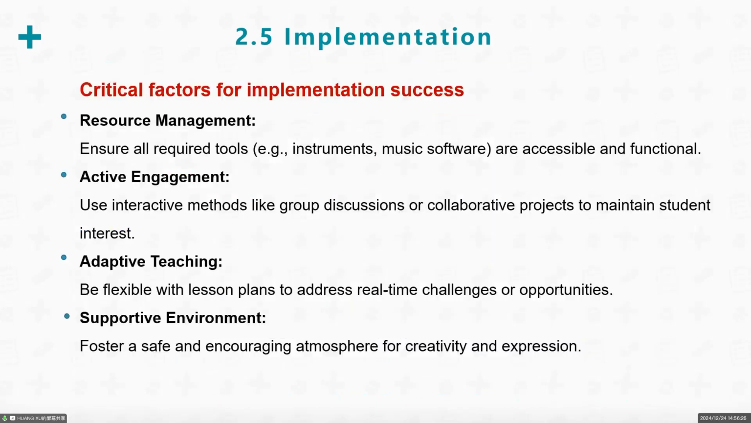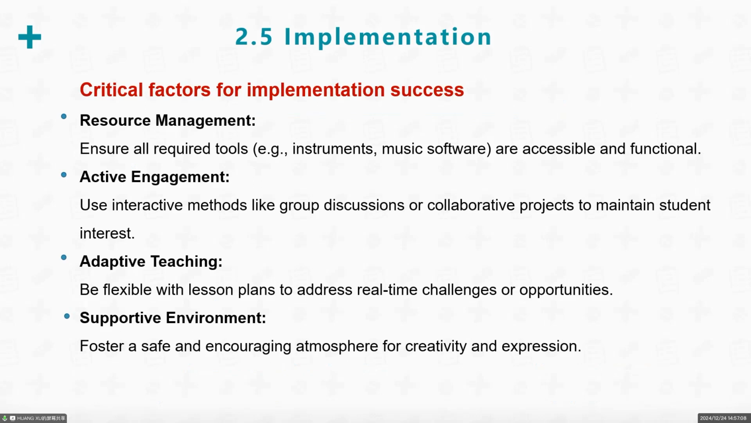And we also have critical factors for implementation success. There are some key points for this part. The first key point is resource management. This is ensuring all required tools, for example instruments and music software, are accessible and functional. The second point is active engagement. This is using interactive methods like group discussion or collaborative projects to maintain student interest.